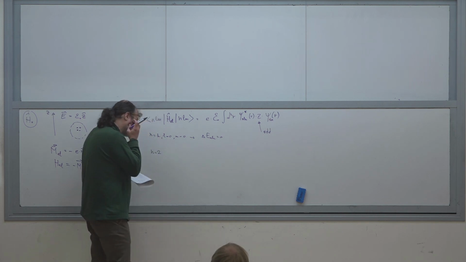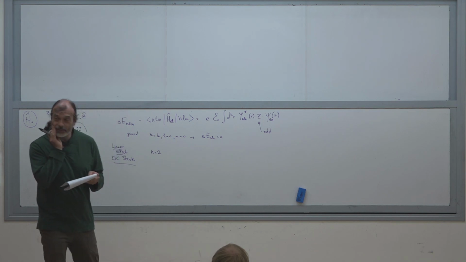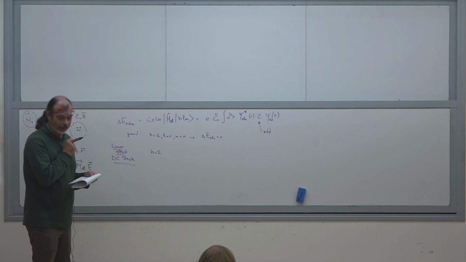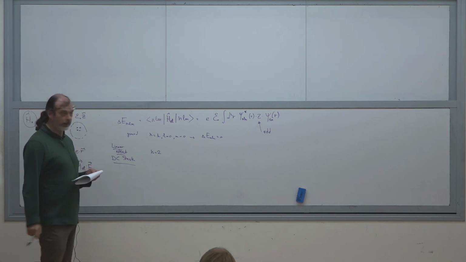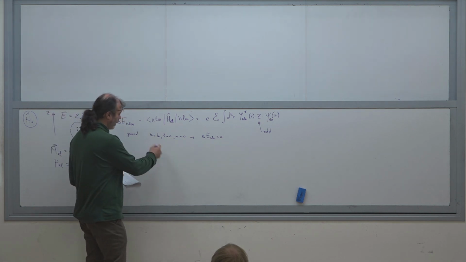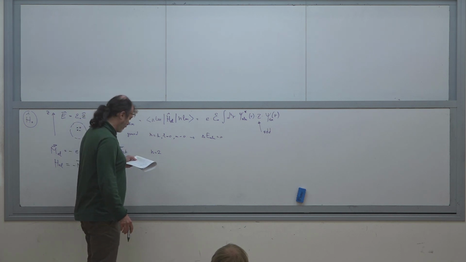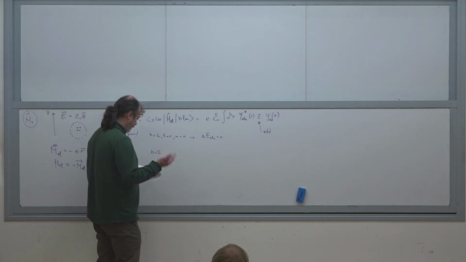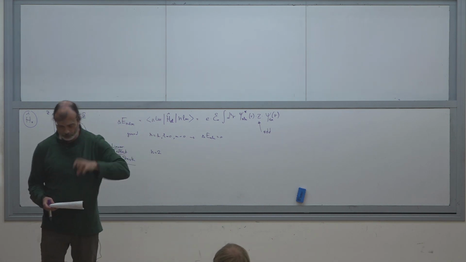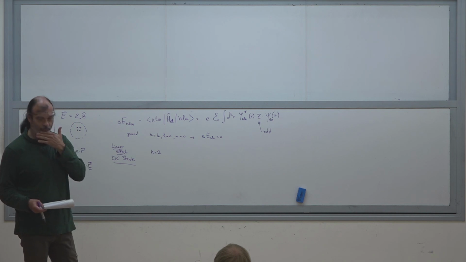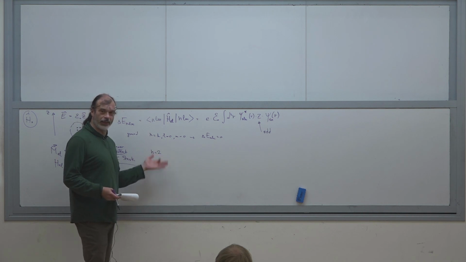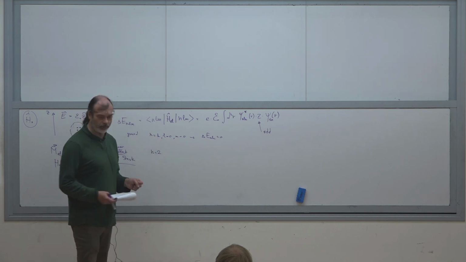The problem with the n equal to 2 state is that it's 4 times degenerate. It's L equal to 0 and L equal to 1, and L equal to 1 has 3 degenerate states. So we have a 4 times degenerate state here. So we have to apply degenerate perturbation theory. It's not a regular one.